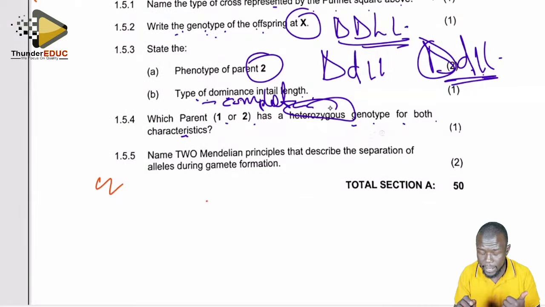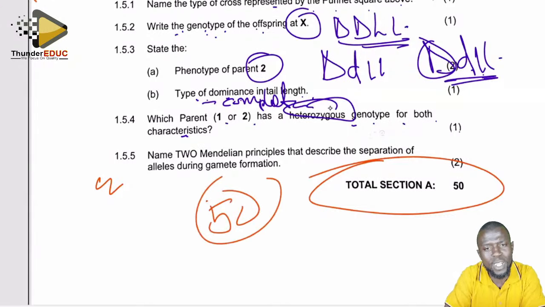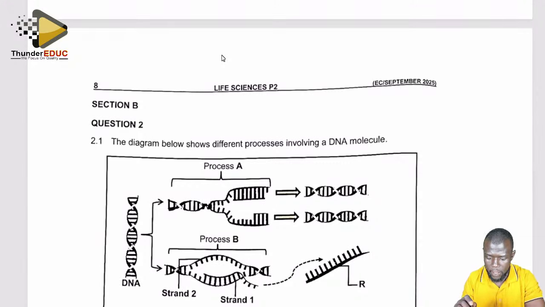We talk about the segregation, and then you also talk about Mendel's principle of independent assortment. And then that makes us get 50 out of 50. Who got 50 out of 50, or who is willing to get 50 out of 50? And if you got them, thank you so much. You are a star.